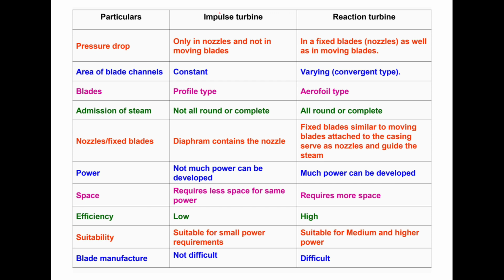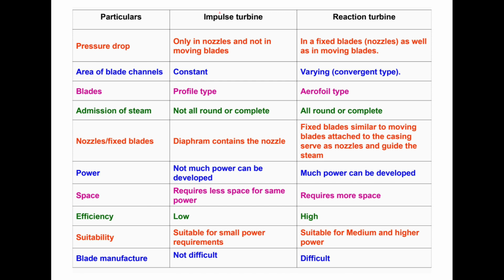Admission of steam is not all round or complete in the impulse turbine, but in the reaction turbine it is all round or complete. Nozzle: in the impulse turbine the fixed diaphragm contains the nozzle, while in the reaction turbine fixed blades similar to the moving blades are attached to the casing and serve as nozzles and guide the steam.